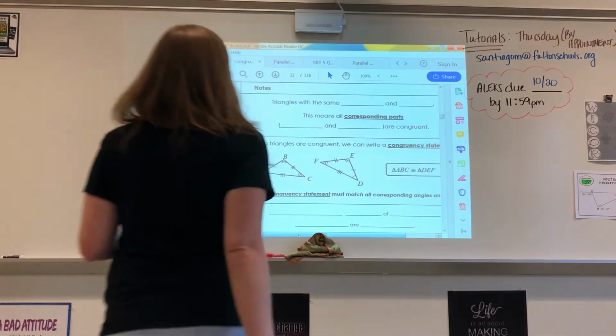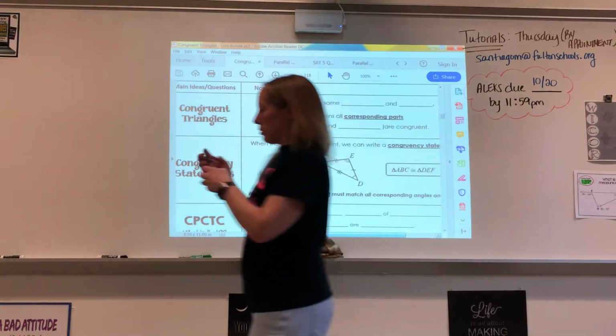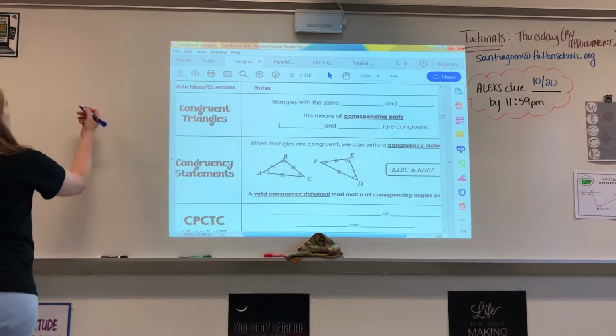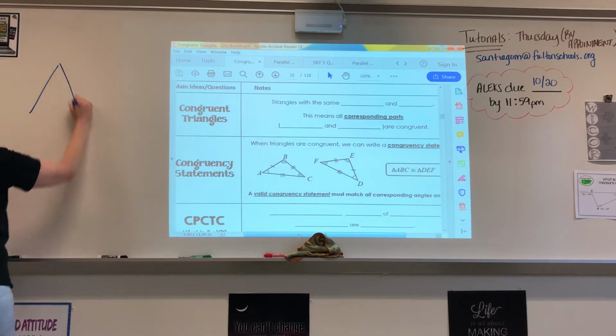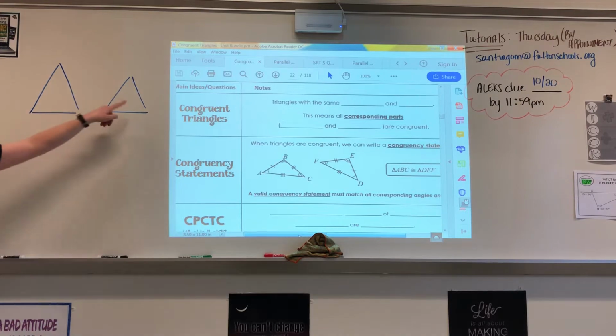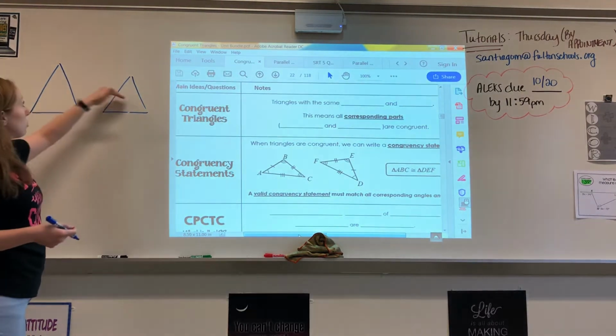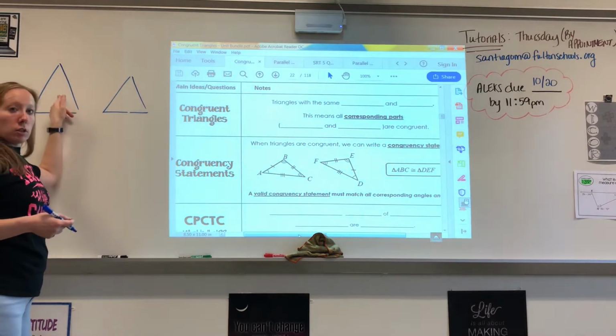Alright, so today we're going to talk about congruent triangles. Originally we talked about similar triangles, so let's do a little bit of a backtrack. Remember, to be similar, they are the same shape, but they're different sizes. They're dilating; either they're shrinking or they're enlarging.